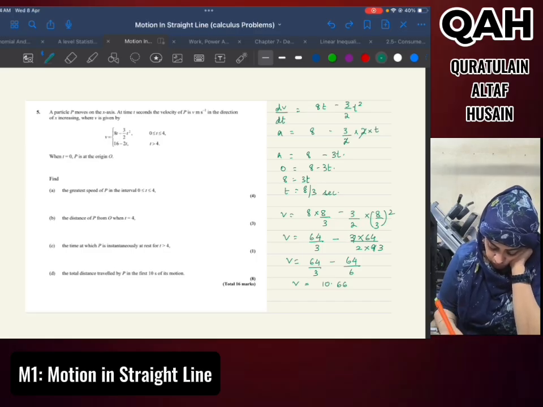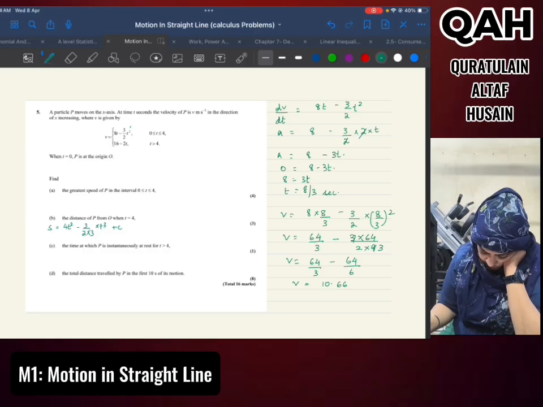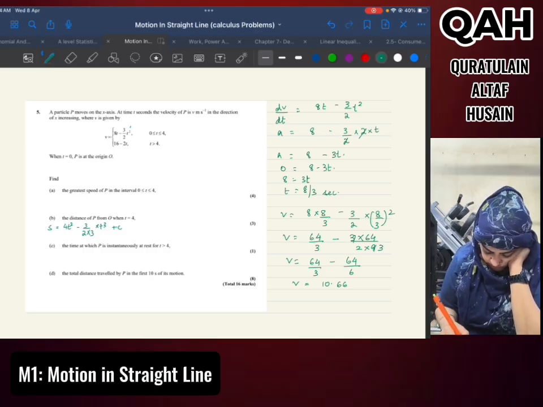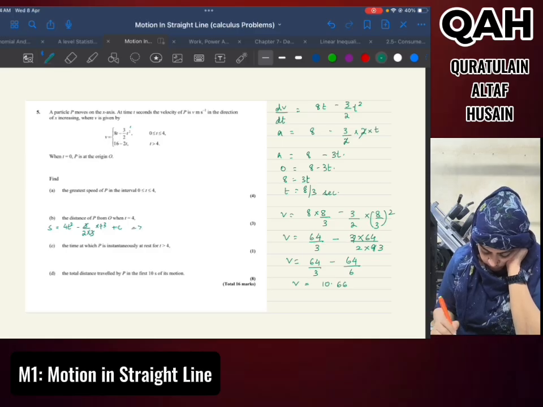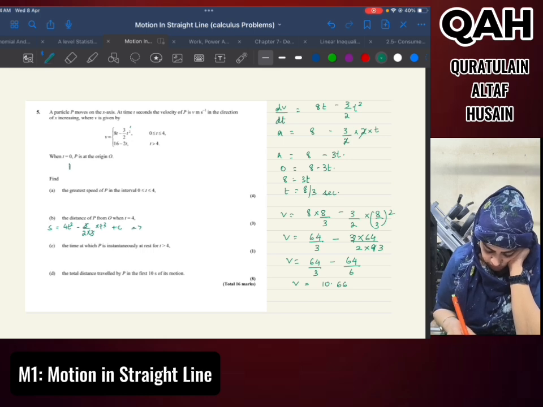When you integrate this, this becomes 8t square upon 2, which means 4t square, minus 3 upon 2 into 3 because power increases, into t cube, plus c is equal to displacement. We will find out c. When a particle moves, P in the direction, when time is equal to 0, it's at the origin, means displacement 0.